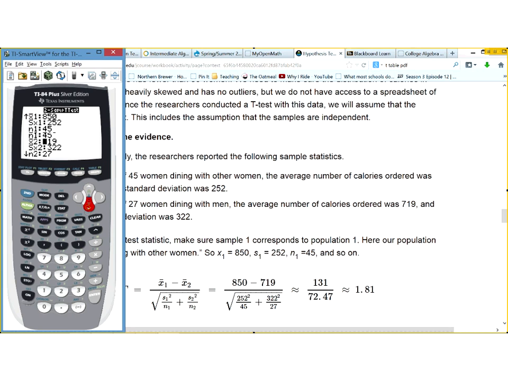And so I put it right down. I actually don't even have to put in the null hypothesis this time because it knows the null hypothesis is mu1 equals mu2. In this case, we think that mu1, the mean for women eating with women, is greater than mu2, the mean for women eating with men. Alright, calculate. And our p-value is 0.039.